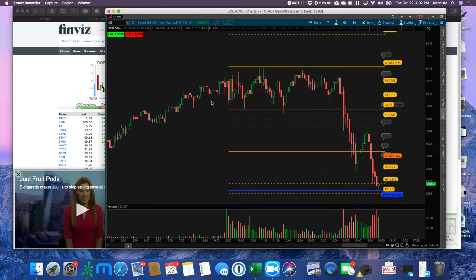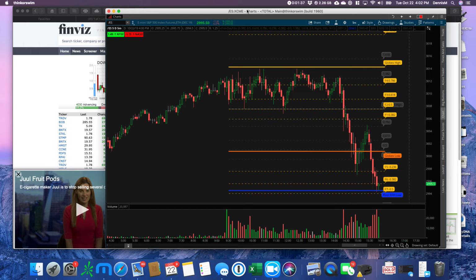But anyhow, look at what we did. We came in and made the Globex high about 10:30 in the morning, came back to it again after pulling back to the 50% line, came back to it again. Then we came back and tested the 50% line, came back to the Globex low, and we fell and closed or bounced off of yesterday's prior low.